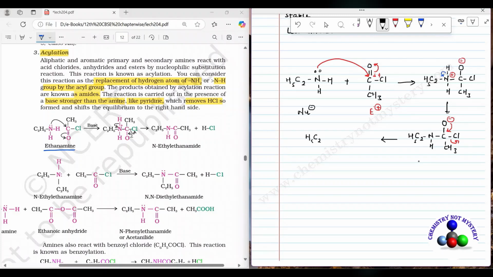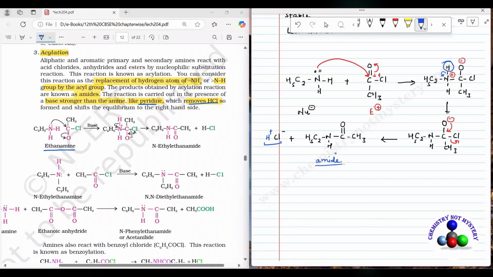This is C2H5. Here it is bonded with nitrogen. Nitrogen is bonded with hydrogen. This is carbon. Now double bond is formed between carbon and oxygen and here it is bonded with CH3. And Cl left the molecule in the form of Cl negative ion. In the another step we have already removed hydrogen in the form of H plus ion. So that H plus will get combined with Cl and form HCl. And this HCl is removed with the reaction of pyridine. That's how it shifts the equilibrium to the right hand side. Means the formation of amide is favored.